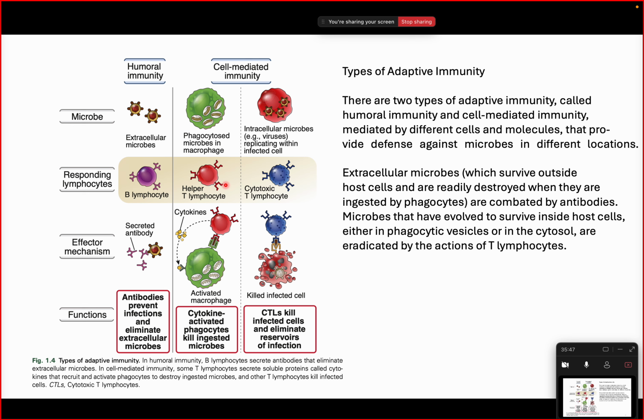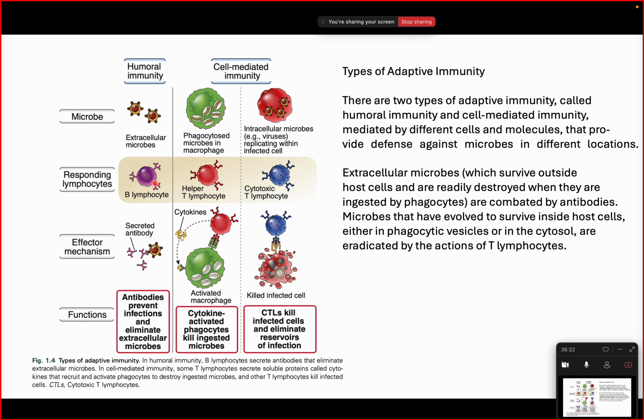If it has entered inside the cell, the branch of adaptive immunity which will be dealing with this pathogen is cell mediated immunity. Extracellular microbes, which survive outside host cells and are readily destroyed when they are ingested by phagocytosis, are combated by antibodies. Microbes that have evolved to survive inside host cells, either in phagocytic vesicles or in the cytosol, are eradicated by the action of T lymphocytes.